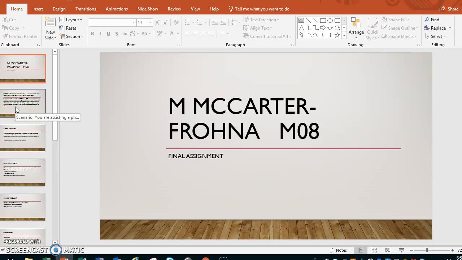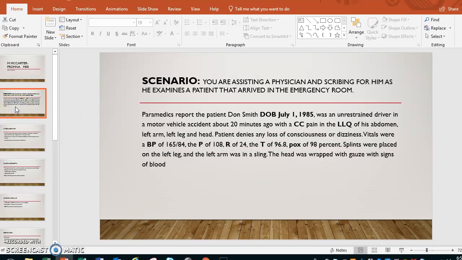For medical terminology. The scenario: you're assisting a physician and scribing for him as he examines a patient that arrived in the emergency room. Paramedics report that the patient, Don Smith, date of birth July 1st, 1985, was an unrestrained driver in a motor vehicle accident about 20 minutes ago, with a chief pain in the left lower quadrant of his abdomen, left arm, left leg, and head. Patient denies any loss of consciousness or dizziness.